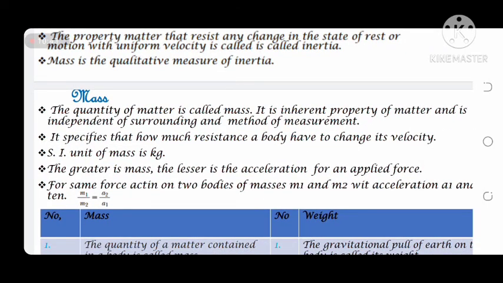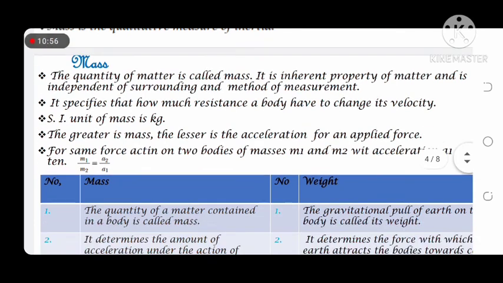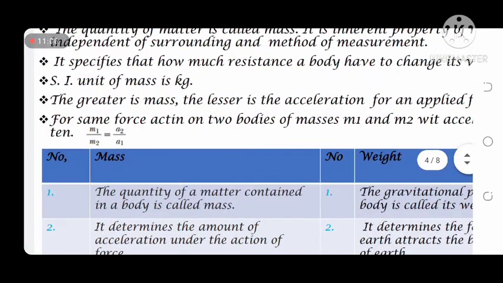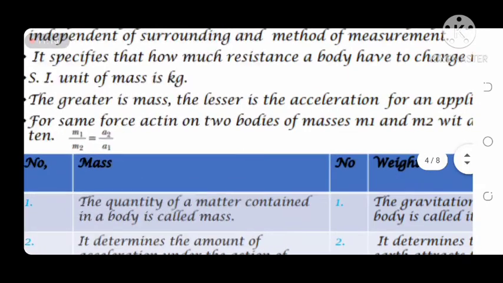Going forward, mass. The SI unit, meaning System International Unit, of mass is the kilogram. kg is its abbreviation. The greater the mass, the lesser the acceleration for an applied force. Acceleration and mass, or inertia, are inversely related.